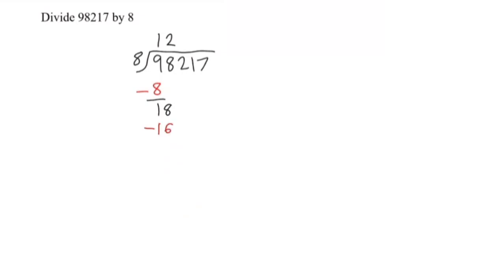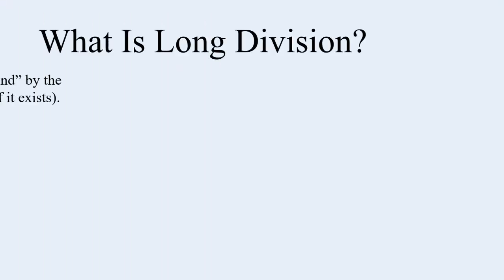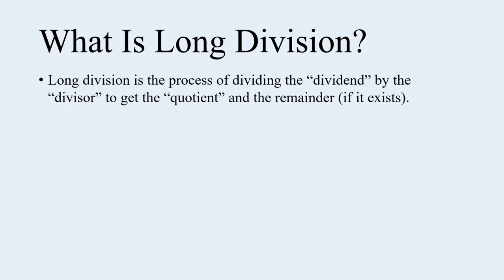In this video, I will teach you how to divide numbers using long division. So, let's get right to it. Long division is the step-by-step process of dividing a number, called a dividend, by another number, called a divisor, to get the solution, called the quotient, and the remainder if it exists. Long division is shown in the following format.